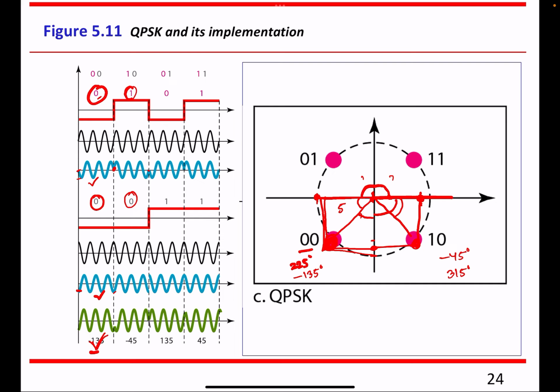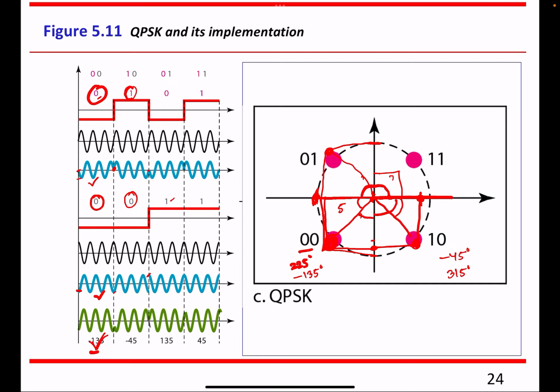Sorry, 270 plus 45, yes, 315 degree. Okay, and let's say for the third one, this 0 has an angle of 180, so it will be somewhere here, and for this one it has an angle of 90 degree. Okay, so this will be somewhere here. This is 90 degree with respect to the x-axis.